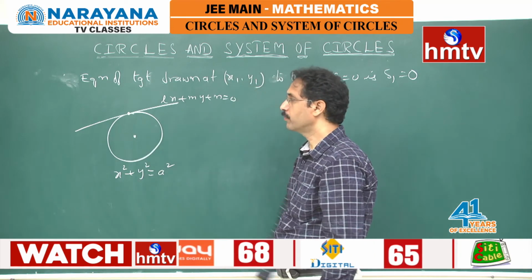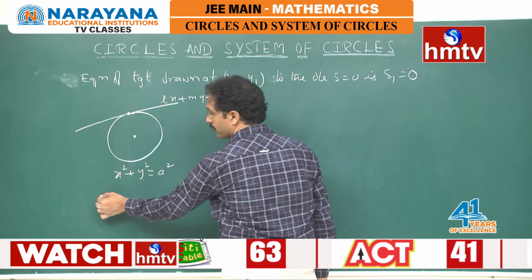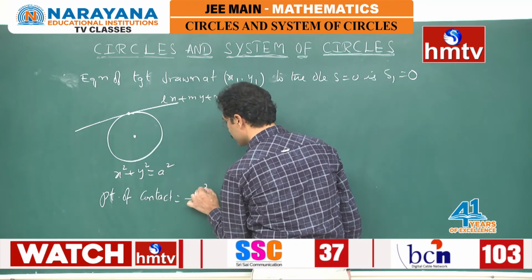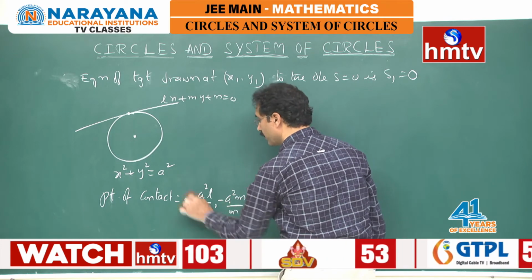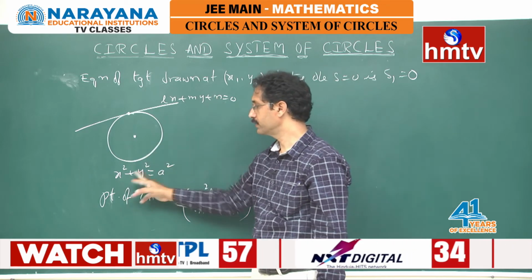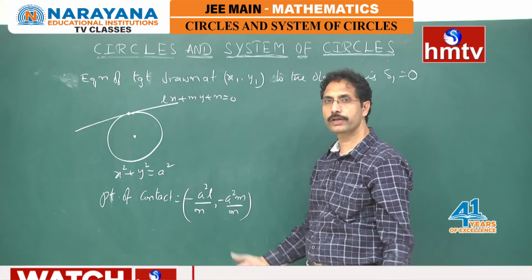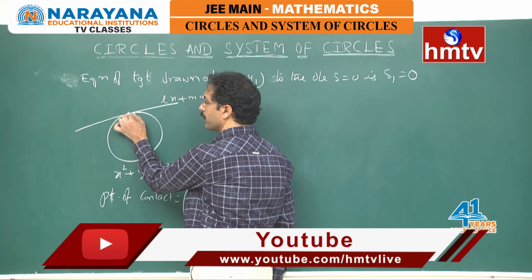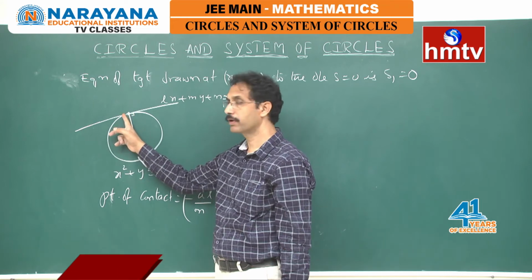Now, to find the point of contact, we have a standard result, no? The point of contact is always equal to minus a square l by n and minus a square m by n. How this will come, I will explain. This is our point of contact, meaning any line like this touches this circle, you always get the point of contact as this. We can do this by the foot of the perpendicular. That means from the center, if I draw a perpendicular to the tangent, why? Because the radius is perpendicular to the tangent, then this point is our point of contact.